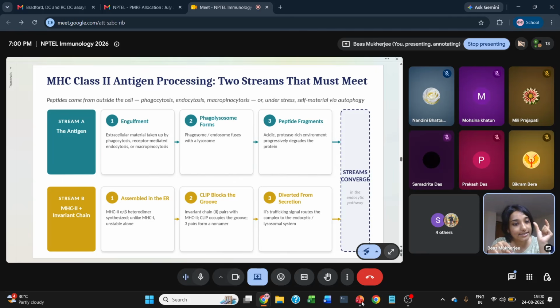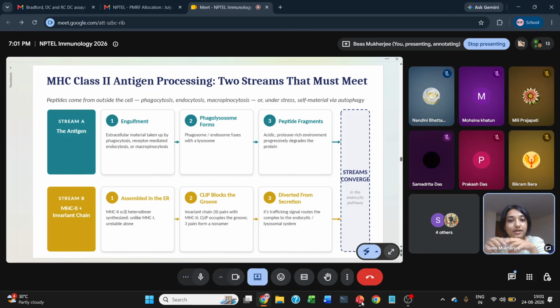There is a very tiny segment of this invariant chain which is called clip. Clip comes and enters into the peptide binding groove and binds to it. So clip occupies the groove and the three pairs form a nonamer. Nonamer means 9. So invariant chain, clip and this MHC2, 3 together form a nonamer.